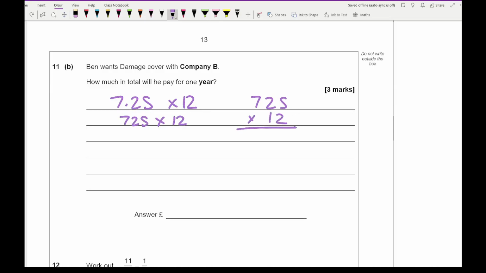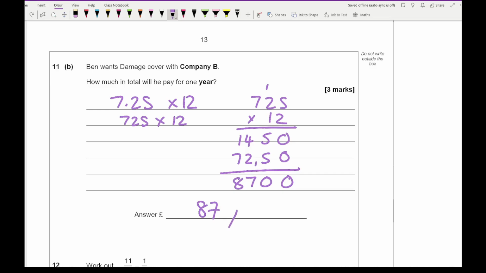Then whichever way you do your long multiplication. So here I've got 5 times 2, which is 10, so 0, carry the 1. 2 times 2 is 4, plus 1 is 5. And then I've got 14, and then 5, 2, 7. Add them all together. So I've got 0, 10, and that's going to be 7, and that's going to be 8, giving me a total price of £87.